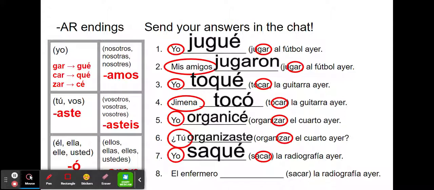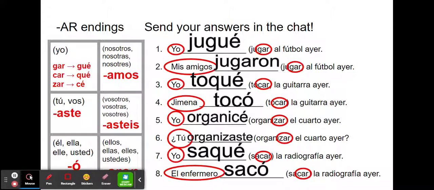And last one, number 8, we have the verb sacar again that ends in CAR. And this time my subject is el enfermero. That means the nurse. So I'm talking about the nurse. So this is third person singular, él, ella, or elle. Either way, the ending will be O with an accent mark. We're going to keep the C. So that would be sacó. El enfermero sacó la radiografía ayer. The nurse took the x-ray yesterday.